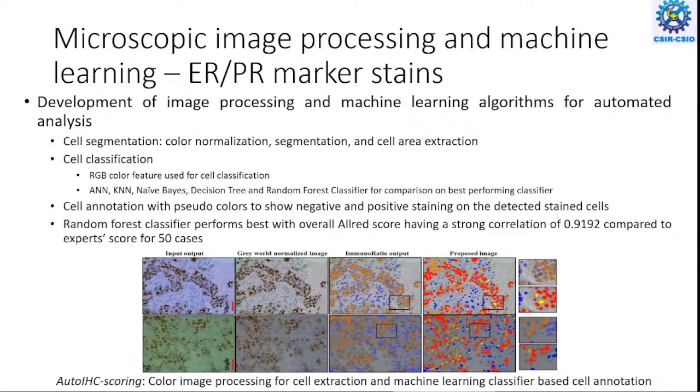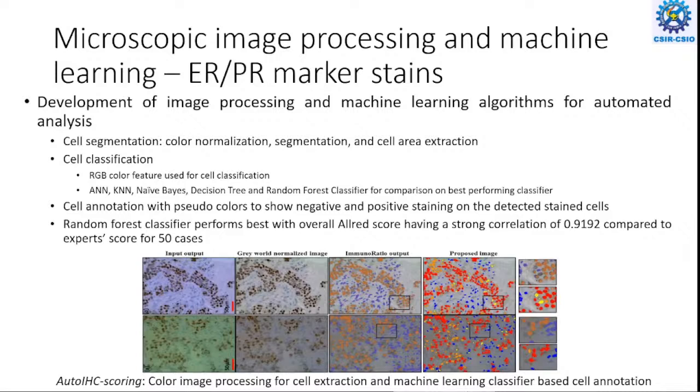That means what is the intensity of brown color in those cells. So it may be so weak, moderate or strong. Means very light brown, moderate brown and dark brown. So dark brown means more positive and blue cells are for negative.